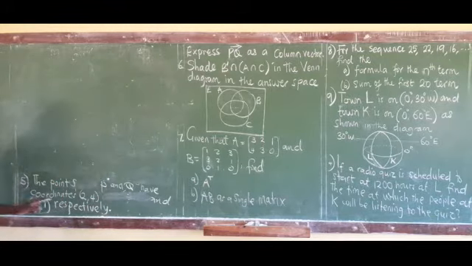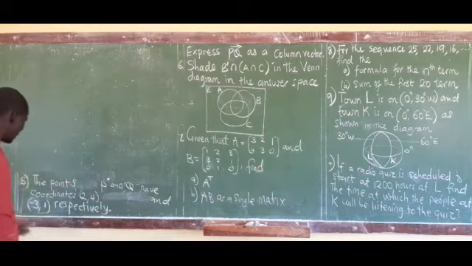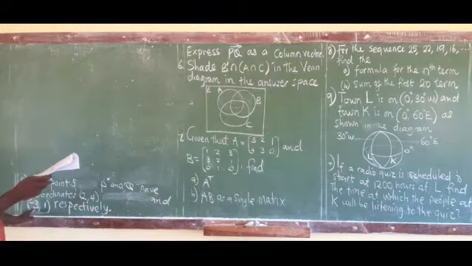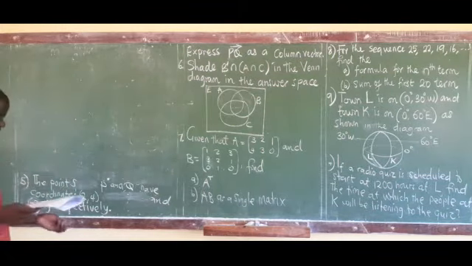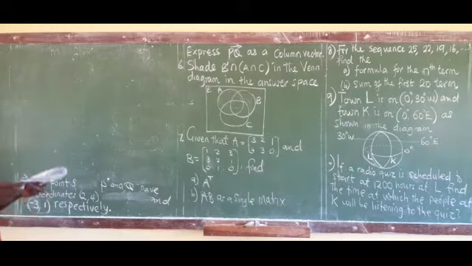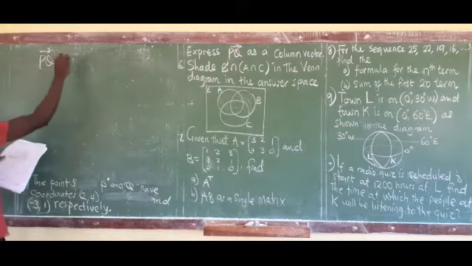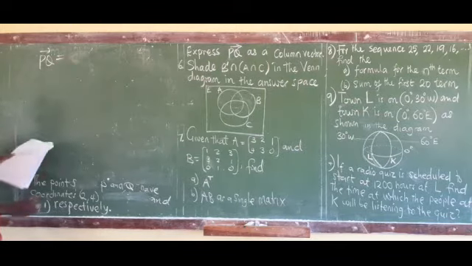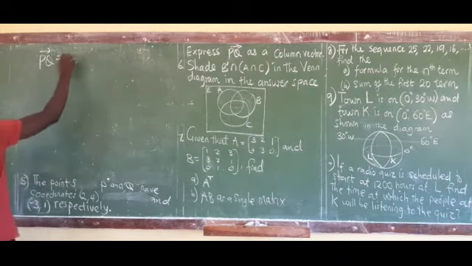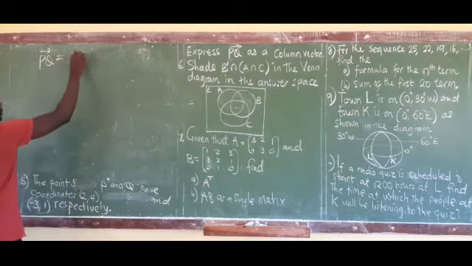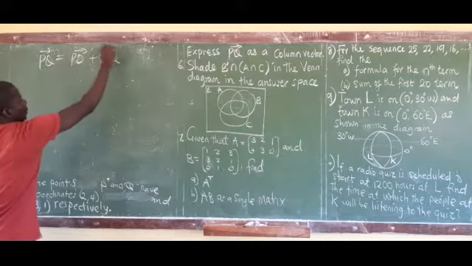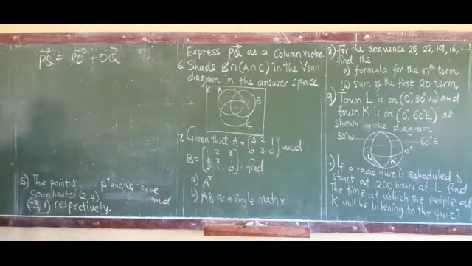Yes. So P and Q have coordinates 2, 4 and negative 3, 1 respectively. Find and express PQ as a vector column. So PQ can be found by PO plus OQ.